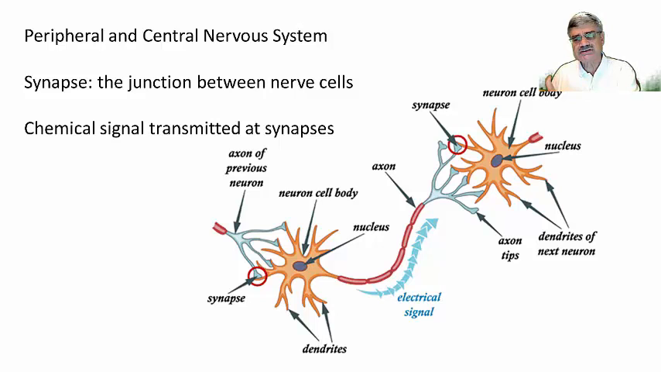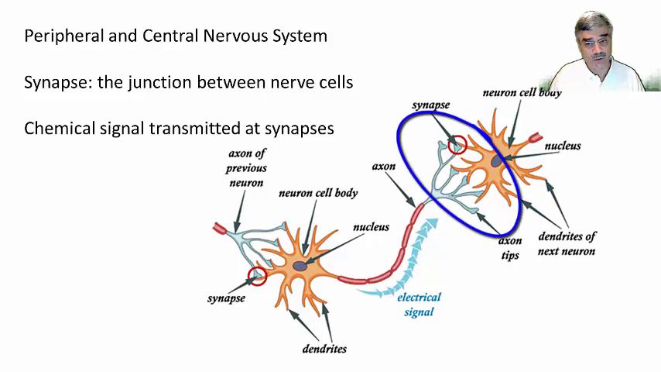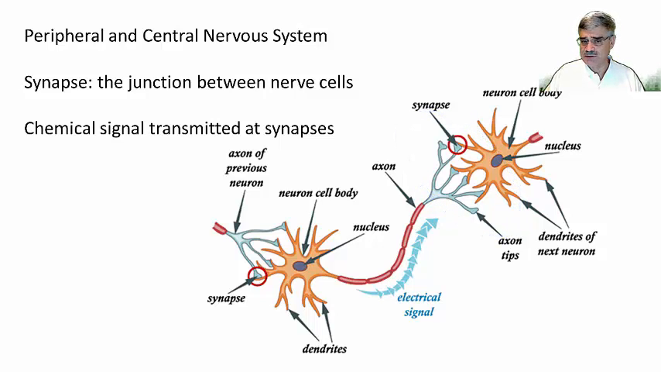And then the electrical signal is transmitted along that long axon to the end and then to another cell or to a muscle cell, for example. This is basically how signals are transmitted from one cell to another, but what happens at these synapses? Let's take a closer look.